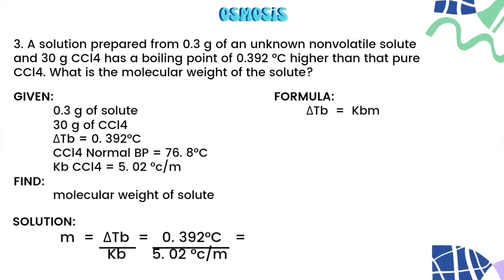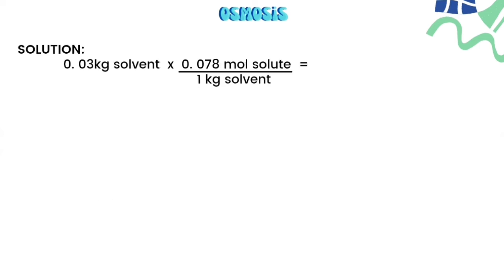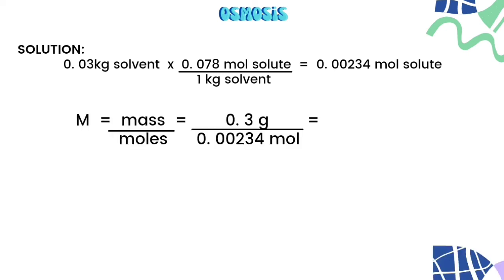First step is to find the value of m using the formula ΔT_b = K_b × m. Rearranging and substituting the values, we would be able to get an answer of 0.078 m, or mole solute over kg solvent. Then we need to convert the kilogram solvent to mole solute, so 0.03 kilogram solvent is multiplied by 0.078 mole solute over 1 kilogram solvent, and we would get 0.00234 moles of solute.